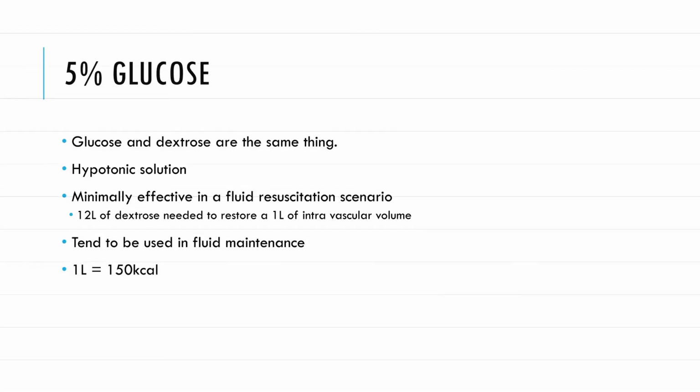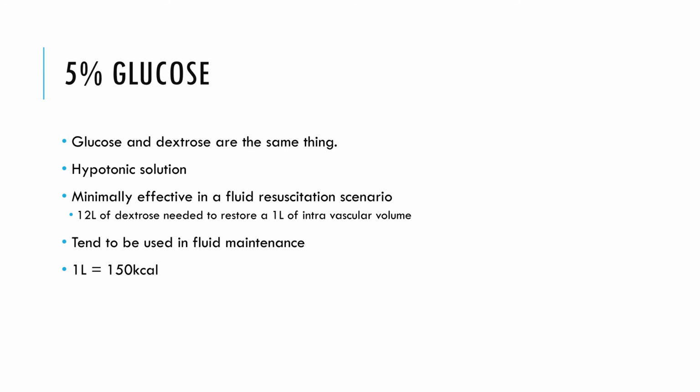Another commonly used fluid is 5% glucose, also known as dextrose. This is, in contrast to the previous two fluids, a hypotonic solution, and therefore it's extremely poor at maintaining the intravascular concentrations, and therefore you want to avoid usage in any sort of resuscitation scenario if at all preventable. Just to give you an idea of how ineffective 5% glucose is in a fluid resuscitation role, you would need approximately 12 litres of dextrose to restore only 1 litre of intravascular volume.